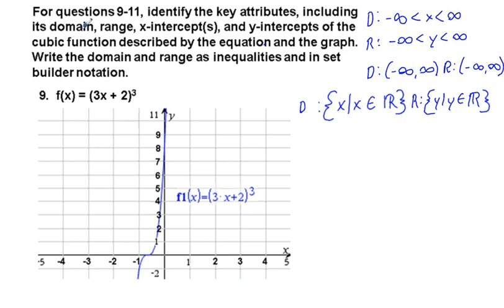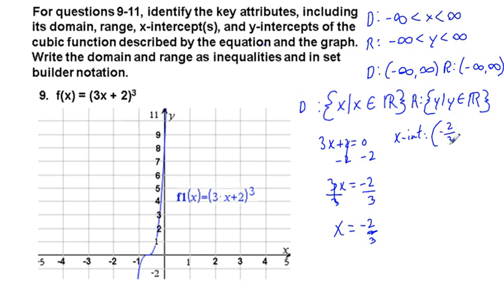Next, x-intercepts, y-intercepts. Well, x-intercept looks like it's between 0 and 1, but we're going to get that exactly. And to get that exactly, we're going to take 3x plus 1 and set that equal to 0, subtract 2, subtract 2. So we get 3x equals negative 2, dividing by 3, we get x equals negative 2/3. So for that, our x-intercept is the coordinate pair negative 2 over 3, comma 0. Okay?